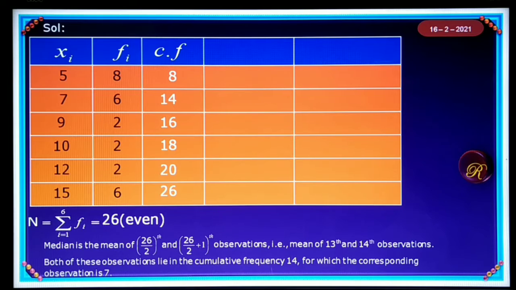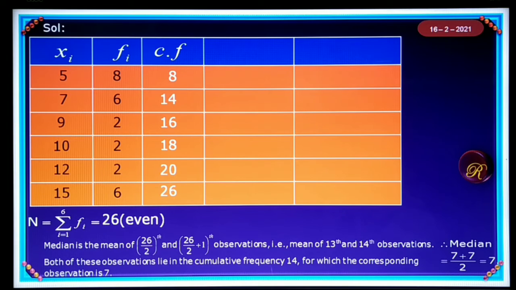But the 13th and 14th observations lie in the cumulative frequency 14. Along with that, which observation is there? 7. So we can take 7 as the 13th as well as the 14th observation. Therefore, median is equal to 7 plus 7 divided by 2, which is equal to 7.